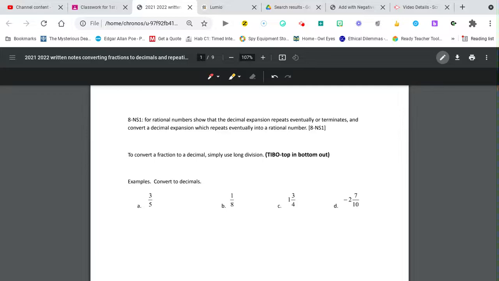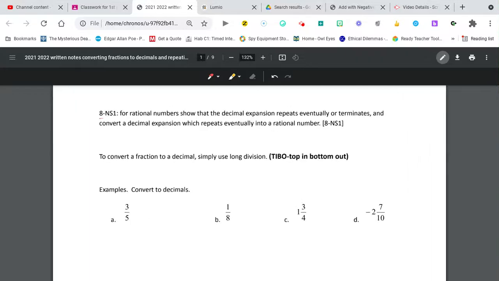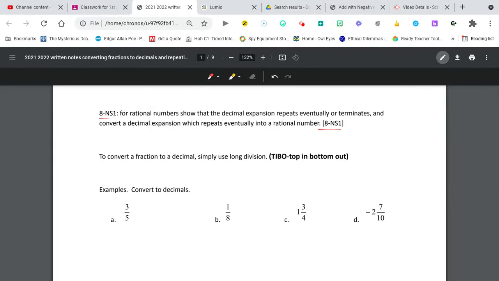All right, guys, we're going to finish up Standard 8 in this one. So I need you to take these notes back out. It's just the notes from last week, okay? I think I have some extra copies just in case you don't have yours.